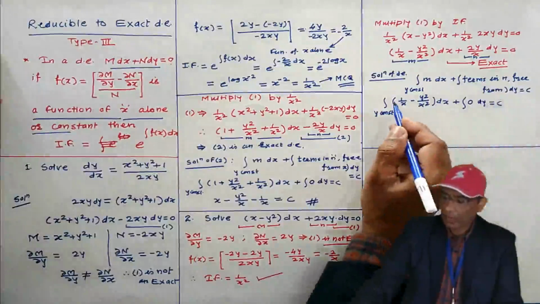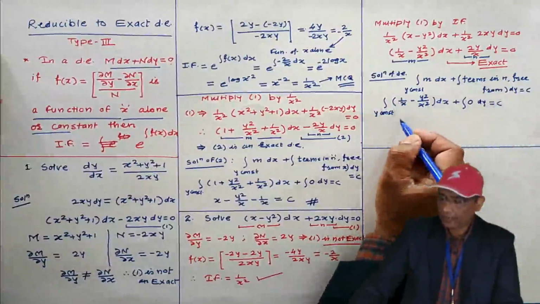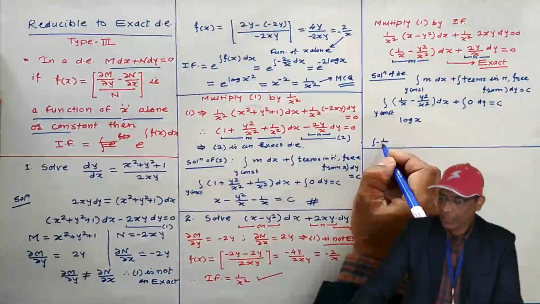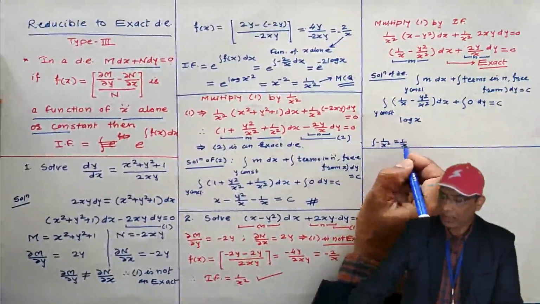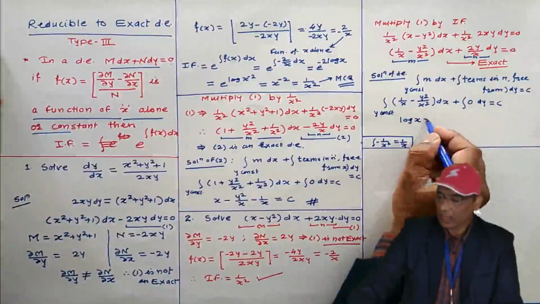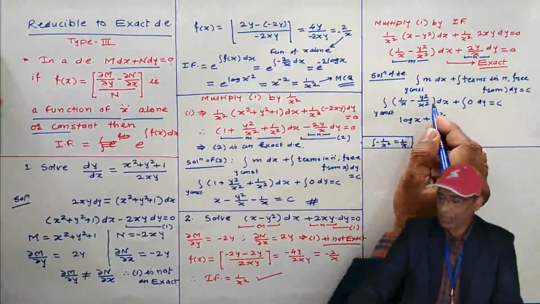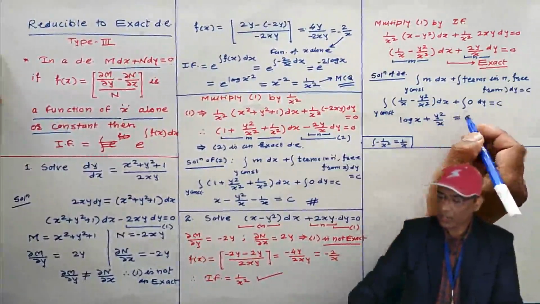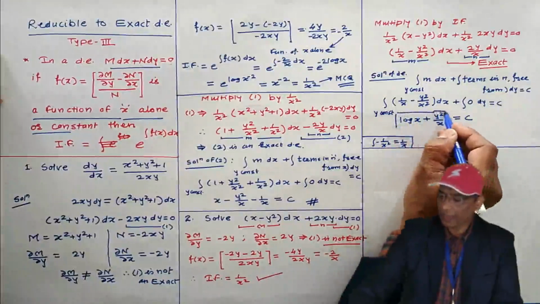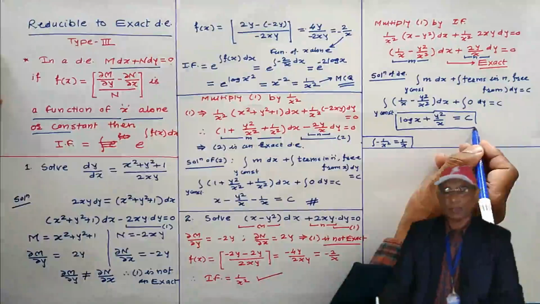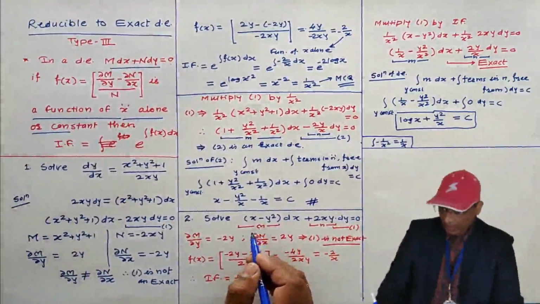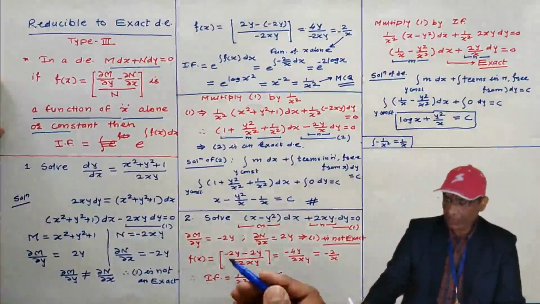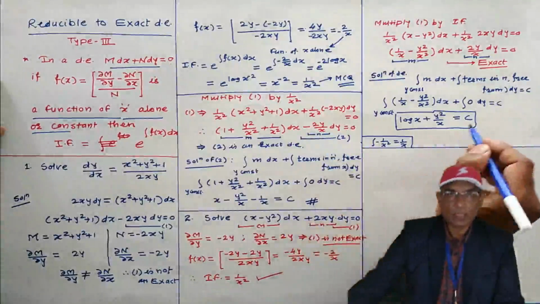The integral of 1 by x with respect to x is log x. The integral of minus 1 by x square is 1 by x. Directly writing y square as it is, and the integral of minus 1 by x square with respect to x is 1 by x. The integral of 0 is 0, and c is the integration constant which is there on the right hand side. So this is the solution to this differential equation. As I said earlier, the integrating factor may be asked as an MCQ, and when the integrating factor and the differential equation are given, the solution may be asked as an MCQ.